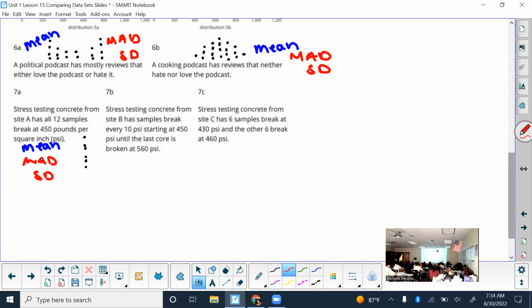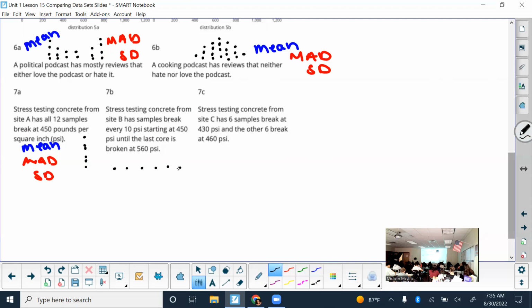7B, stress testing concrete from site B has samples break every 10 psi, starting at 450 psi until the last core is broken at 560 psi. What type of distribution would this look like? Uniform. It looks like they have one every 10. No duplicates, it sounds like.